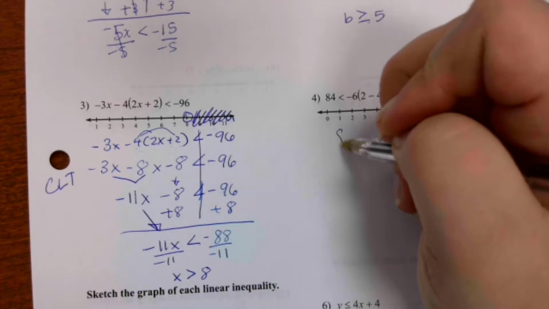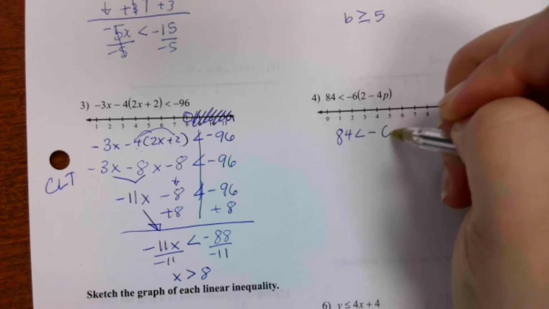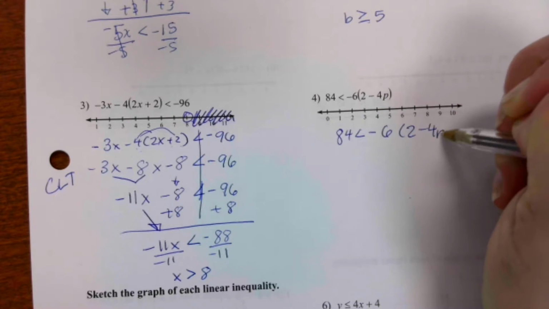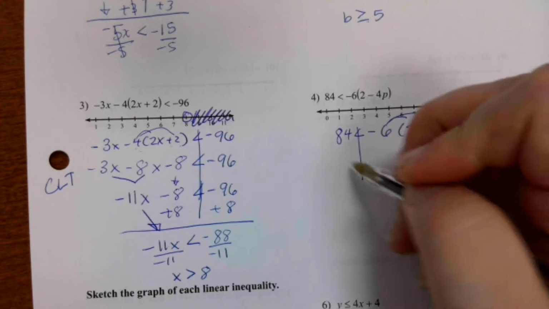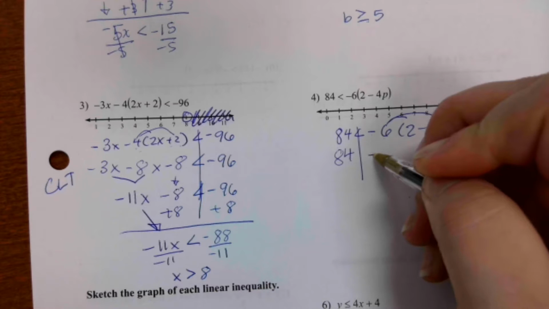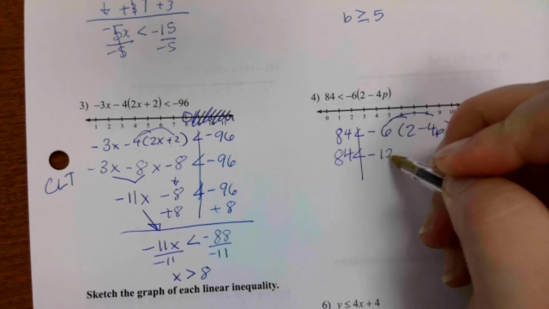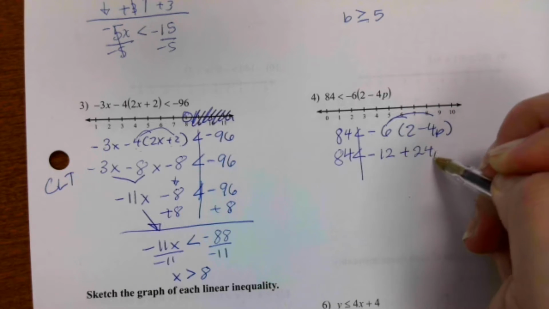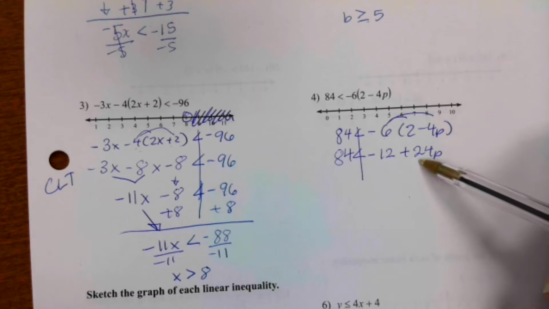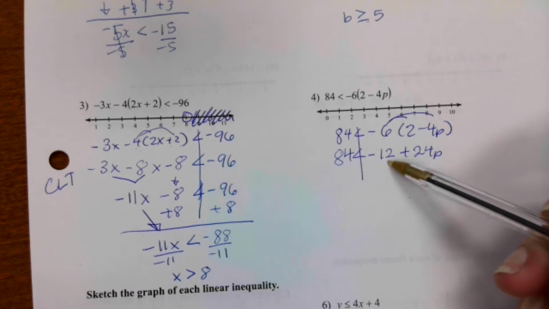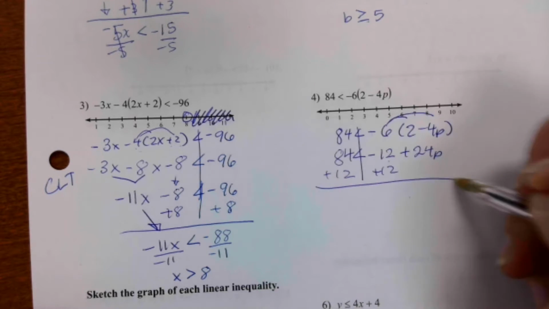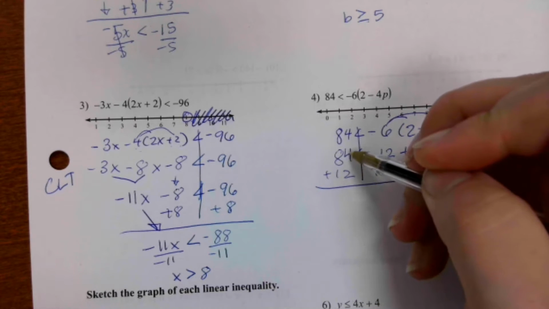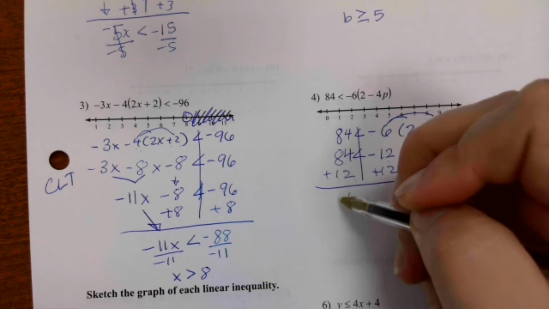Here, I'm going to write it down again. Distribute. This is a negative 6 getting multiplied. So that's going to be a negative 12 and a positive 24. I cannot combine like terms because this does not have a variable. So I'm going to add that 12 to the other side because I want the variable alone.